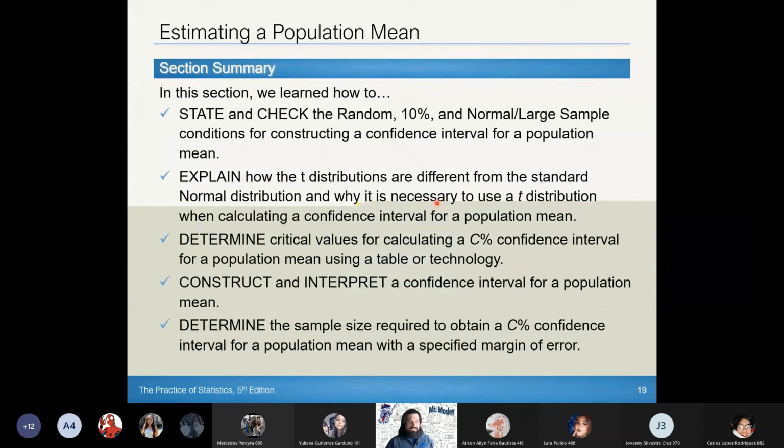So then that gets us to the end of this presentation. Now we're going to look at a couple of example problems, one with calculating and interpreting a confidence interval, and one with finding a sample size. So we're going to go look at those.